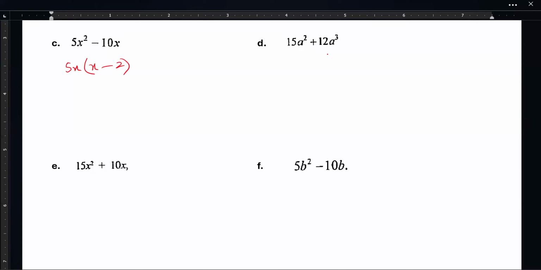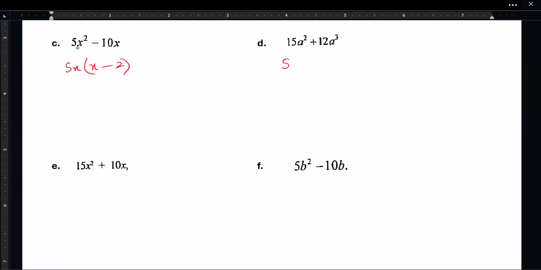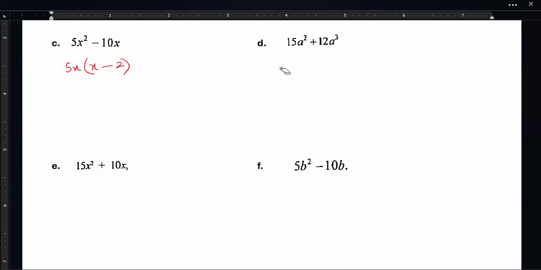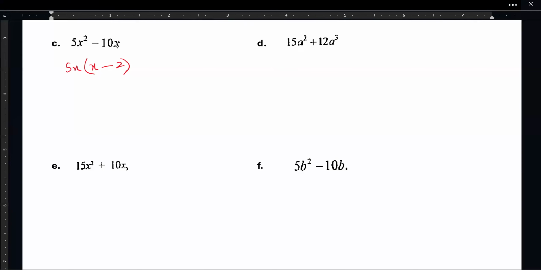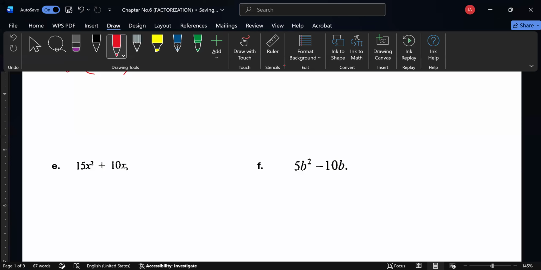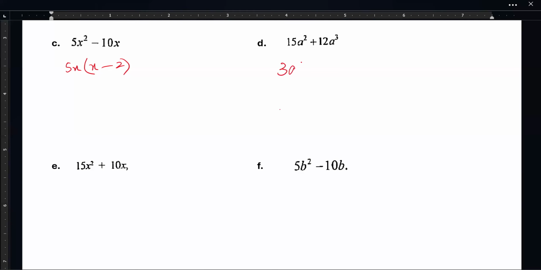In part D, 15 and 12, multiples of 3. And what do you see? a squared and a cubed. Remember, always take the smallest power as the common term. It means I will take, sorry, not 5, it's 3. My mistake. Let me correct this. I repeat: I'll take 3a squared as common, the smallest power. What we have now is 5 plus 4a. That's our final answer.